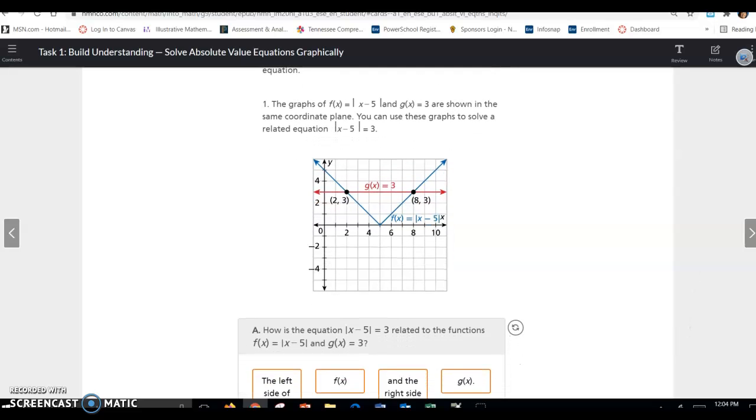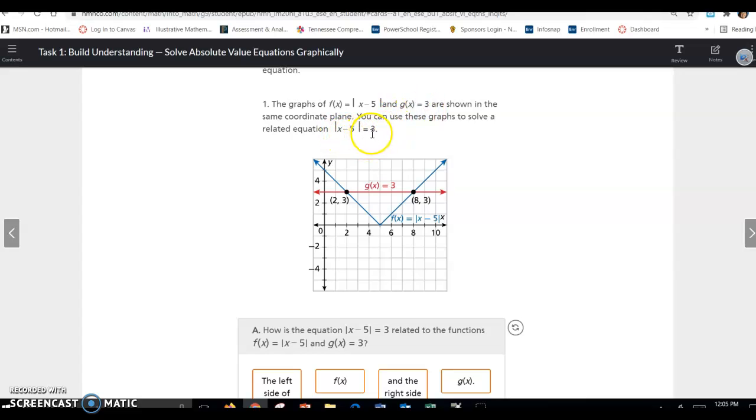The graphs of f of x equals absolute value of x minus 5 and g of x equals 3 are shown in the same coordinate plane. You can use these graphs to solve the related equation, absolute value of x minus 5 equals 3. So you can see that they took the f of x and put it on the left, and they took the g of x and put it on the right.